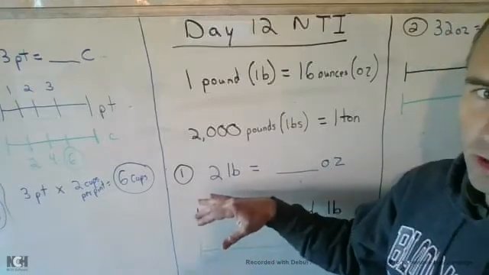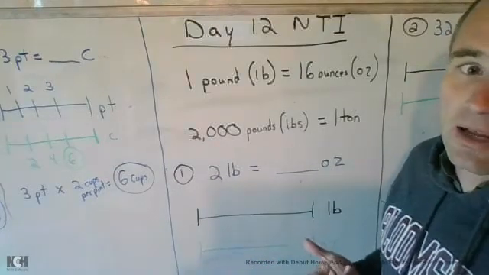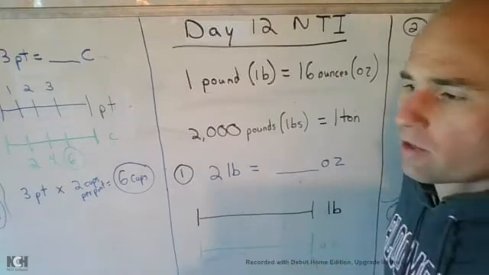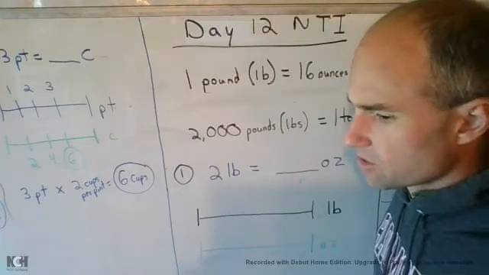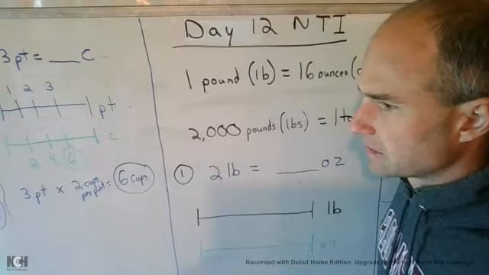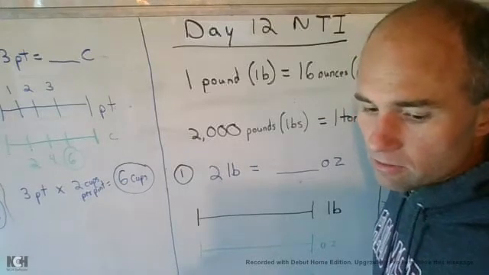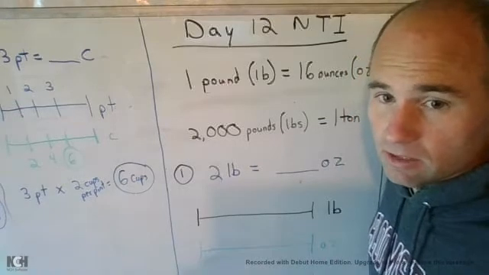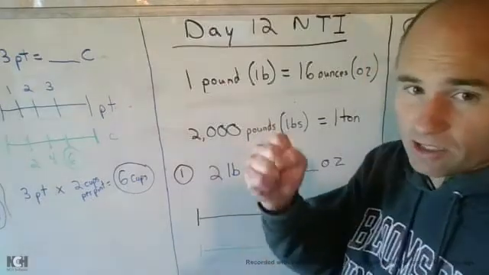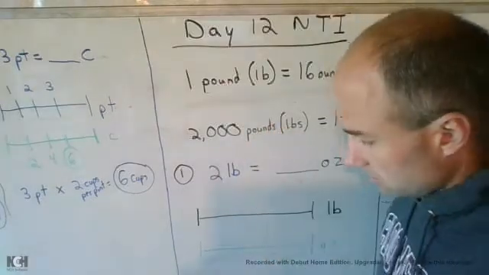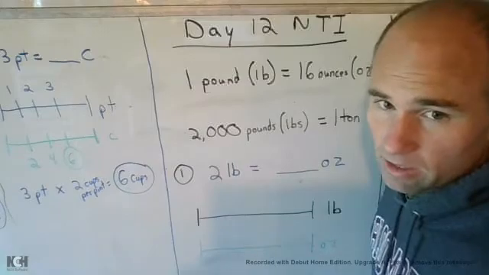Here we have 2 pounds. How many ounces is that? What's a good example of something that weighs 2 pounds? Something really light. Like my fist actually probably weighs more than 2 pounds. Well, how many ounces is that going to be?